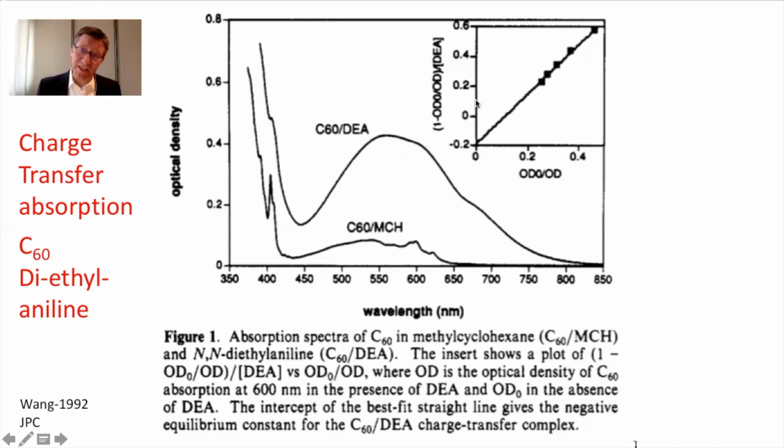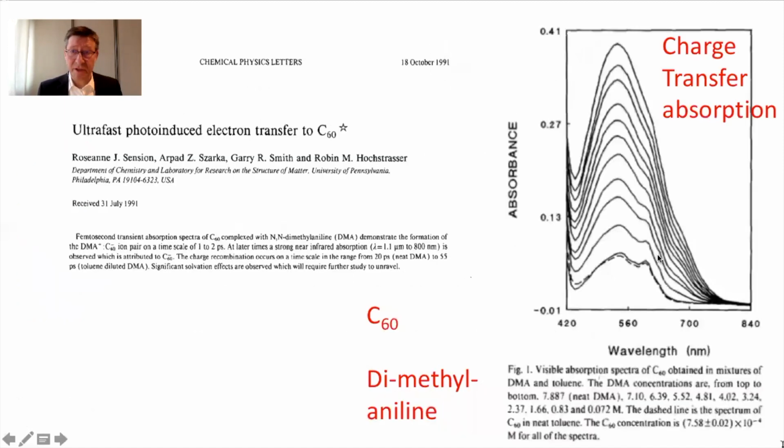If you plot the intensity here as a function of the concentration of the donor, then you see that it increases. So there's a relation between the concentration and the charge transfer absorption. It shows you all the intermediate steps with intermediate concentrations. So this is the C60. This is C60 in pure dimethyl aniline. So there's a very, very strong direct optical transition to the charge transfer state. And in this paper here from Mr. Hochstrasser, they also probe that interaction with very, very fast spectroscopy with femtoseconds.